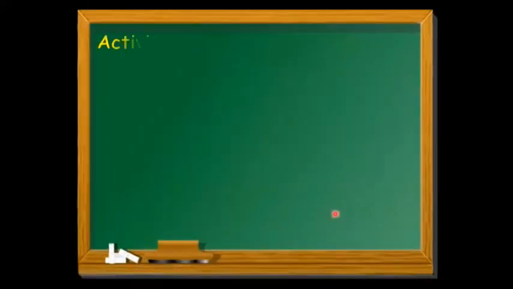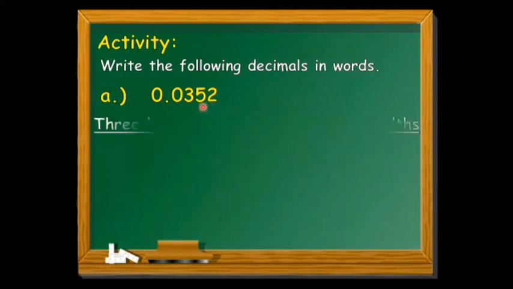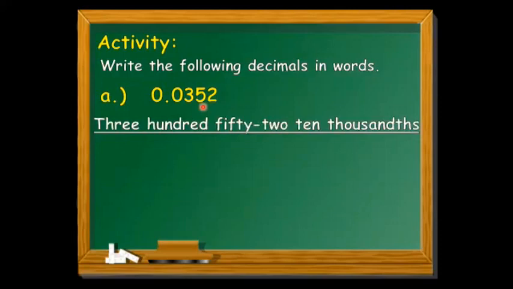So let's have an activity. Itong activity na to, kinuha ko siya sa modules pa rin. So para at least meron kang idea. So write the following decimals in words. So that's the given number. So it's gonna be, unahin muna natin yung value niya. So we have tens, hundreds, thousands, 10,000s, right? So the answer will become 352 10,000ths. Tama? Okay, very good.